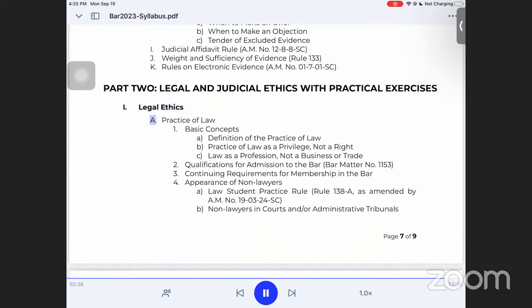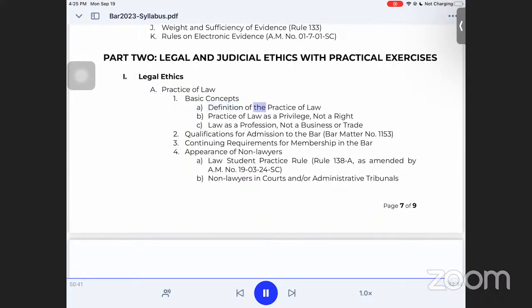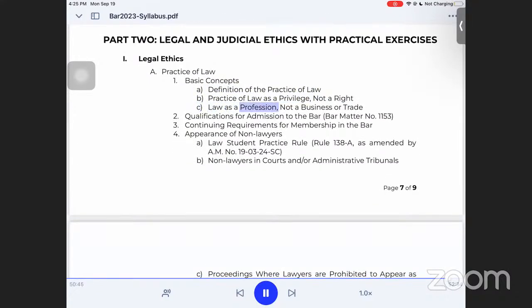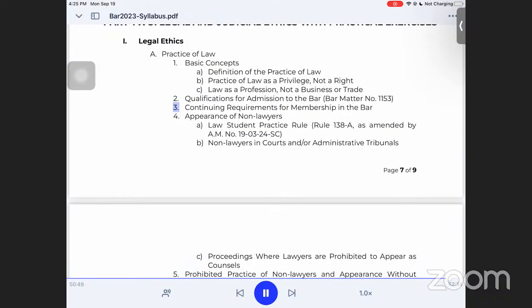I. Legal Ethics. A. Practice of law. 1. Basic concepts: A. Definition of the practice of law; B. Practice of law is a privilege, not a right; C. Law is a profession, not a business or trade. 2. Qualifications for admission to the bar, Bar Matter Number 1153. 3. Continuing requirements for membership in the bar.